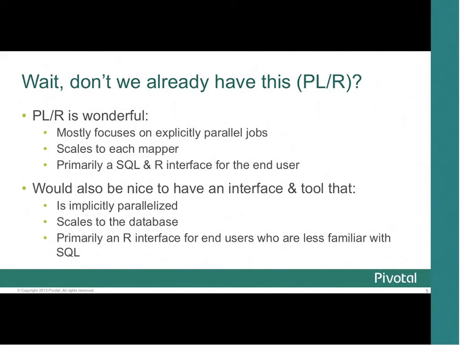So if you think of a PLR job as a big MapReduce job where you have a bunch of mappers running on each segment of Greenplum, the amount of memory required by each mapper scales to the amount of memory on each segment. And also, this is primarily a SQL and R interface for the end user. Now, given what we have available with PLR, wouldn't it also be nice to have an interface and a tool that is implicitly parallelized, right? Scales to the database, not just each mapper, and primarily an R interface for end users who are less familiar with SQL.